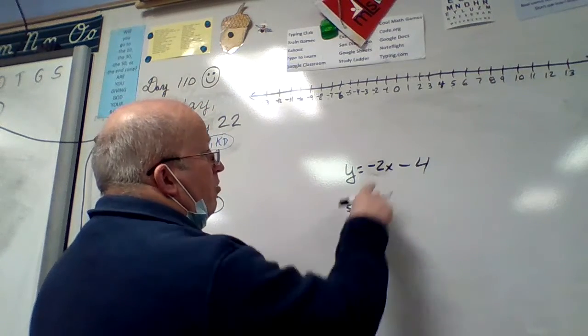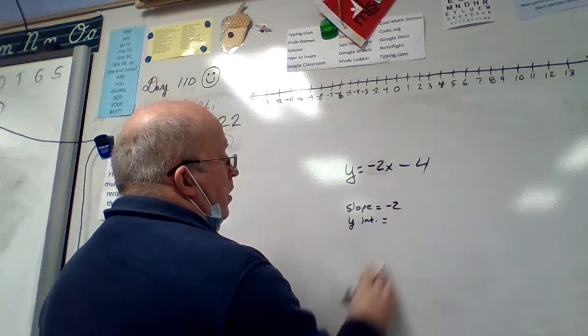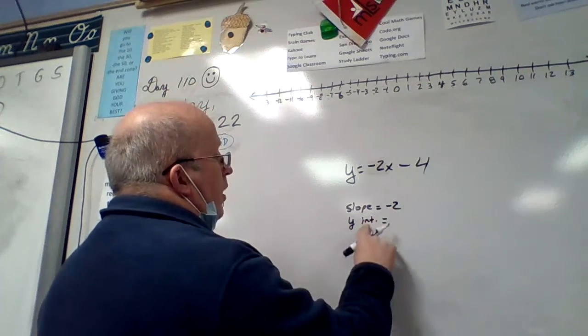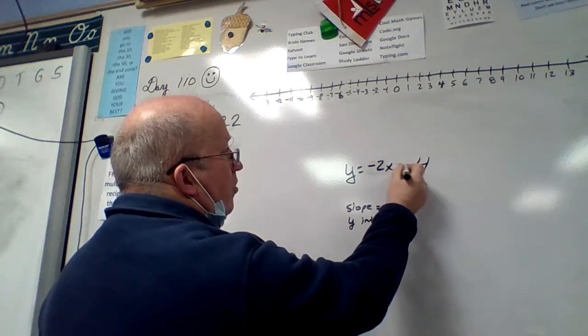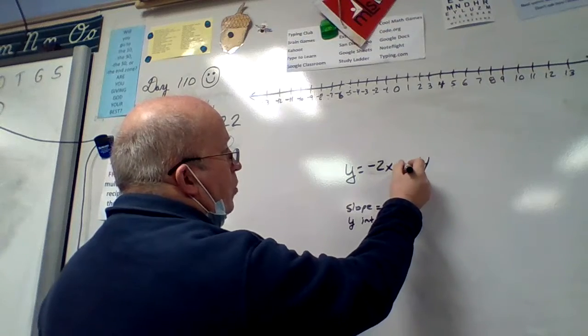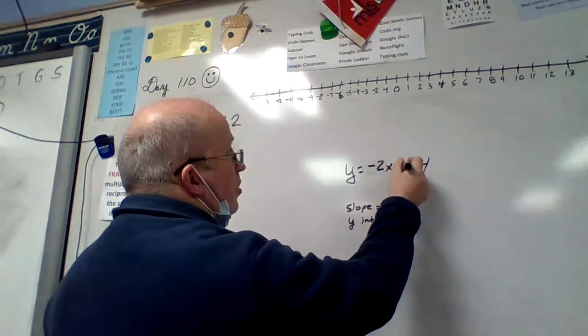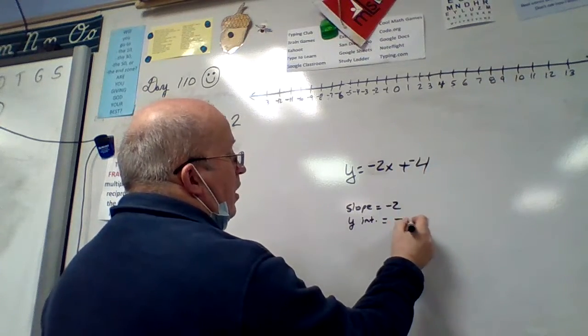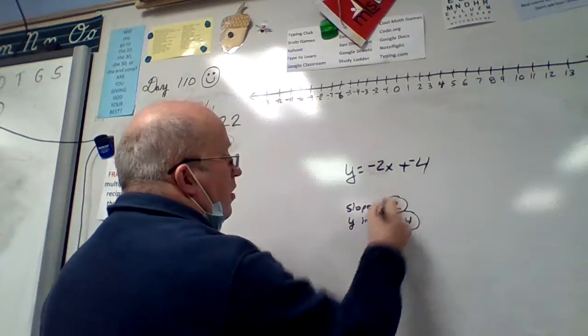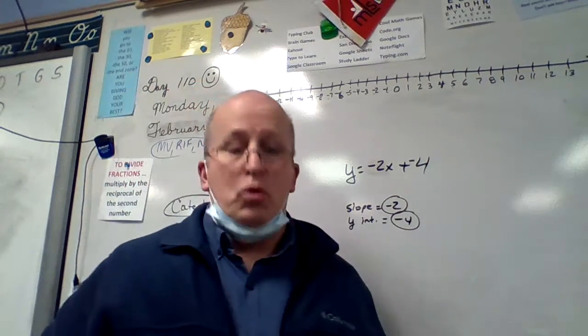Well, to find the slope, I grab this number right here. Slope is negative 2. The y-intercept is this number. But notice this isn't in slope-intercept form yet until I change this subtraction to adding a negative, and my y-intercept is negative 4 while my slope is negative 2.